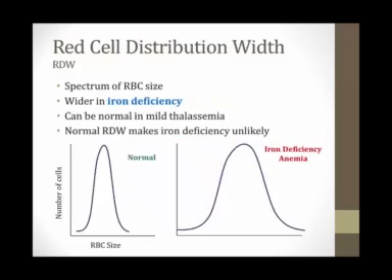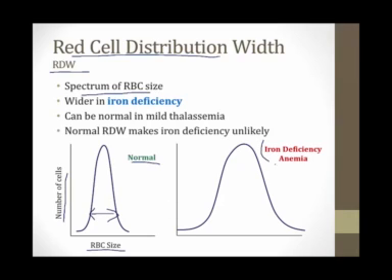Let me also mention a blood test called the red blood cell distribution width, or the RDW. This test is a measurement of the spectrum of red blood cell sizes. To appreciate this, let's look at the bottom left side of the screen. I've shown a plot of red blood cell size versus the number of cells, and in a normal patient it's a relatively tight and narrow distribution width. That's because there's a relatively narrow distribution of sizes.